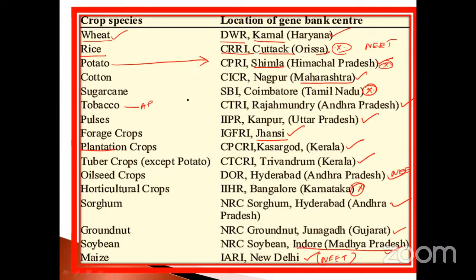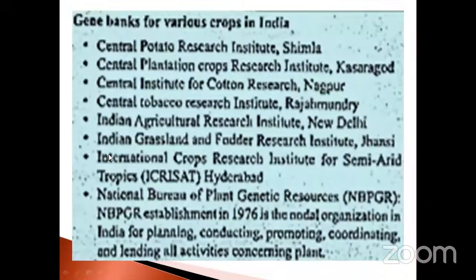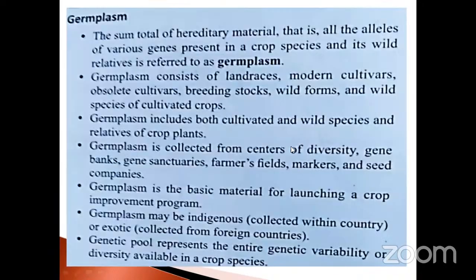Just read it. Best foodstuff crops: rice, wheat, potato, maize. These are very, very important. Already we studied these things. Central Potato Research in Simla, Central Plantation Crops Research in Kasargod, Central Institute for Cotton Research in Nagpur, Tobacco Research in Rajamundry, Indian Agriculture Research Institute in New Delhi, Indian Grassland and Forest Research in Jhansi. National Bureau of Plant Genetic Resources was established in the year 1976. These are not all clear, so just go through your book and you will get the idea.